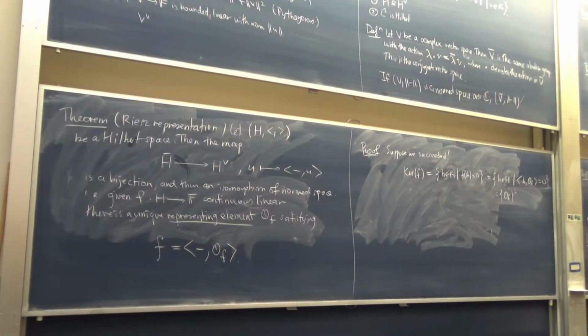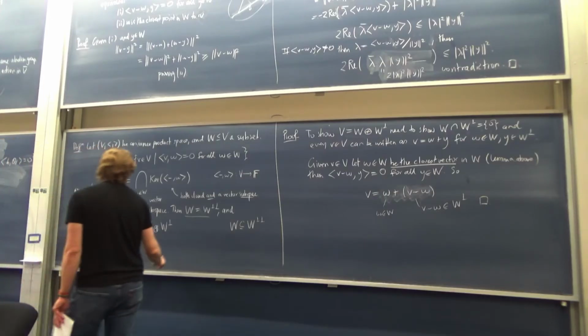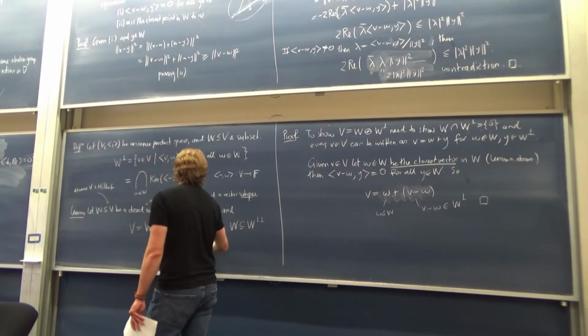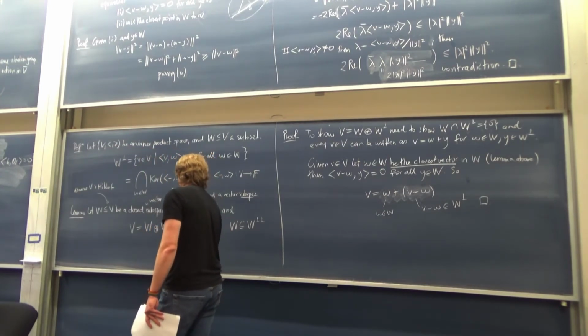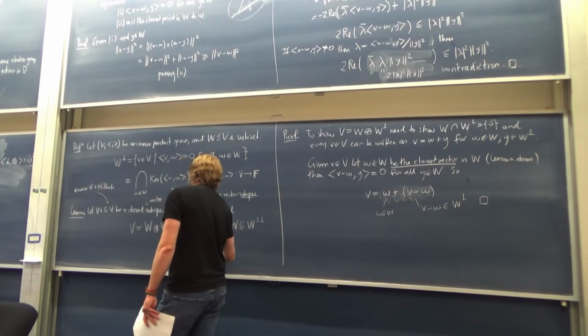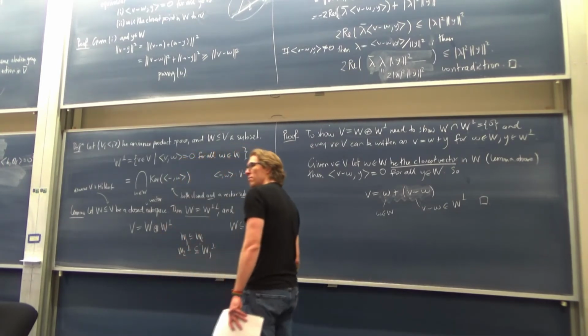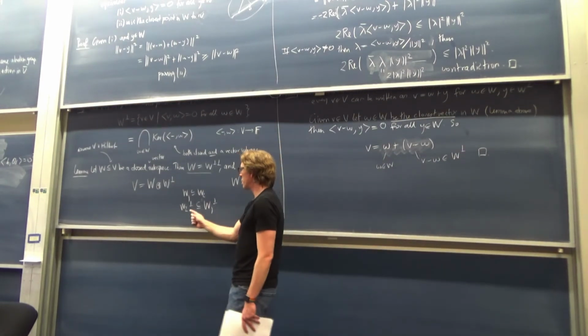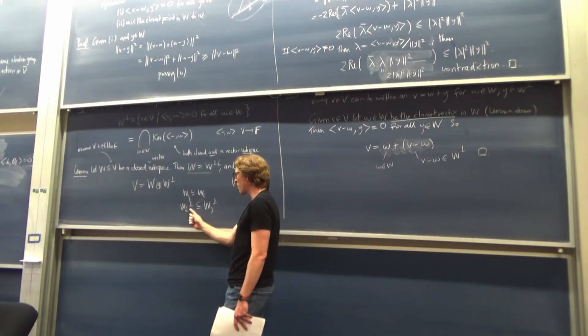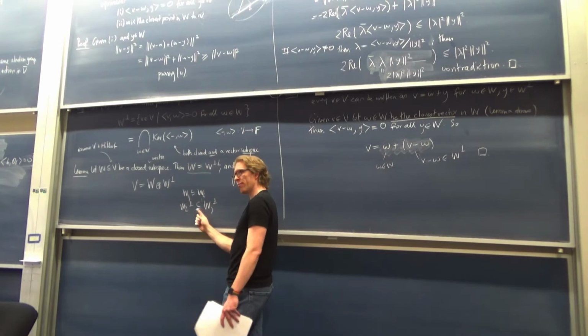Okay, but here's the magic trick. If I have W1 contained in W2, subsets, not necessarily subspaces, then W2 perp is contained in W1 perp, right? Why? Well, to be in here is to say I'm orthogonal to everything in W2. If I'm orthogonal to everything in W2, well, I'm orthogonal to everything in W1, which means I'm over here. Okay, so that's clear.